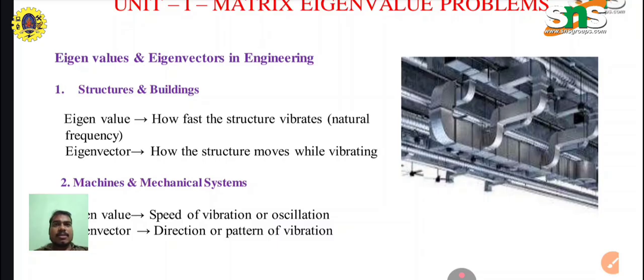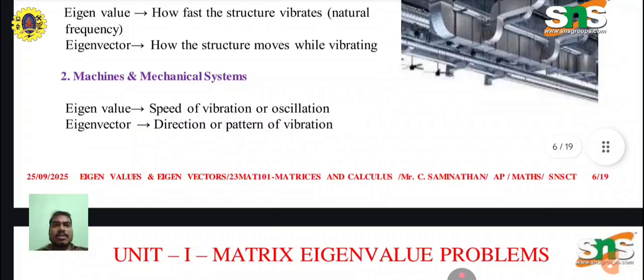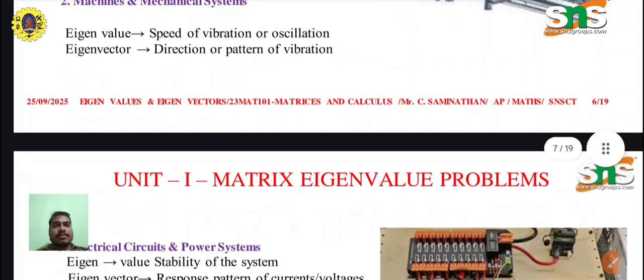Next, eigenvalues and eigenvectors in engineering. In structures and buildings, the eigenvalue gives how fast the structure vibrates, that is, the natural frequency. The eigenvector shows how the structure moves while vibrating. The eigenvalue is the speed of oscillation, and the eigenvector is the direction of the vibration.